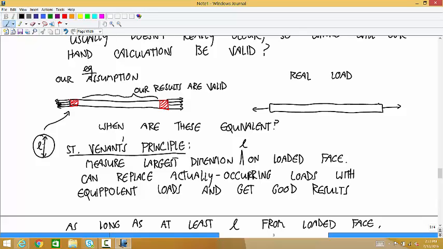So what if your loaded face is the shape of a dollar sign? What do you measure to figure out the longest dimension? Just roughly, measure from one tip to the other tip. Make sure there aren't any obvious ways that you can measure it longer. Get about that far away from the end, and your results are fairly good. So if you had a square bar, across the diagonal, that's right.